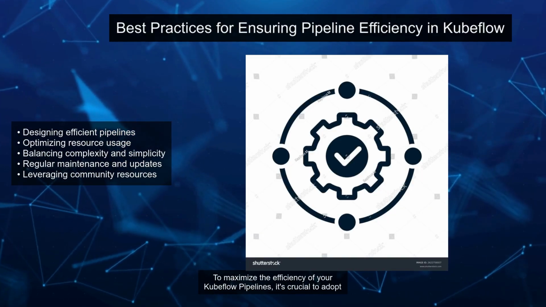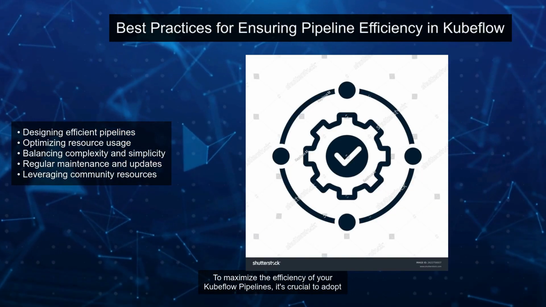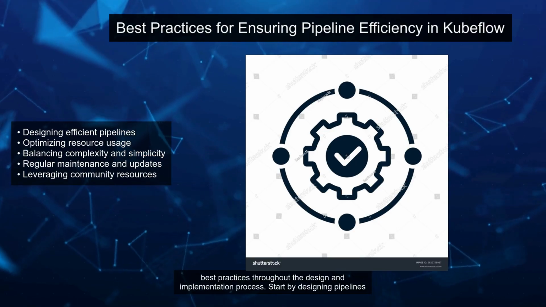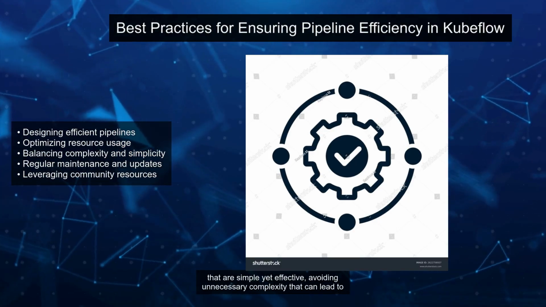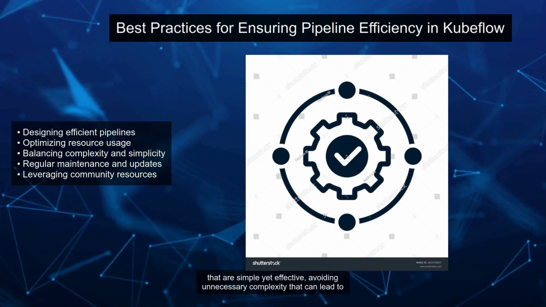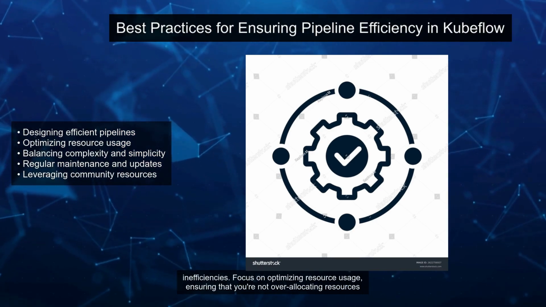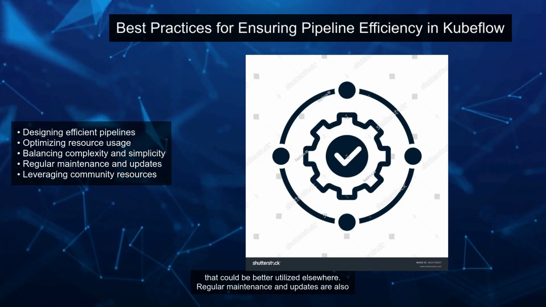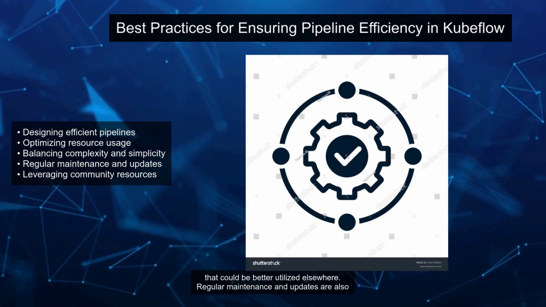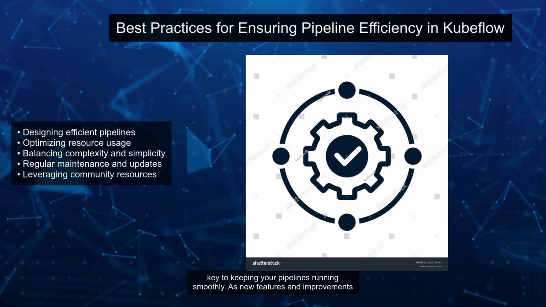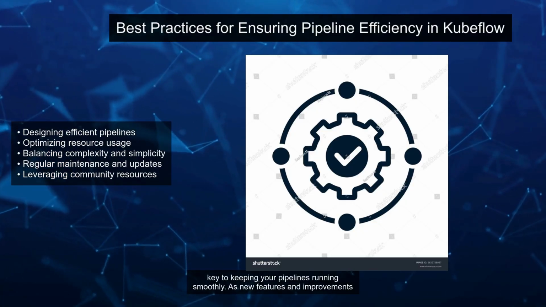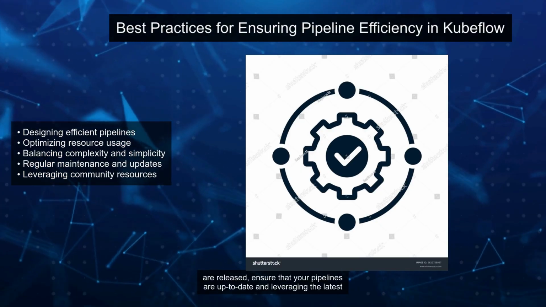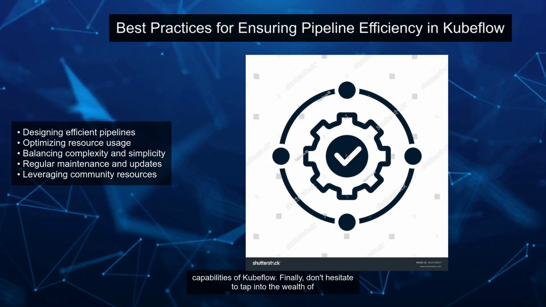To maximize the efficiency of your Kubeflow pipelines, it's crucial to adopt best practices throughout the design and implementation process. Start by designing pipelines that are simple yet effective, avoiding unnecessary complexity that can lead to inefficiencies. Focus on optimizing resource usage, ensuring that you're not over-allocating resources that could be better utilized elsewhere. Regular maintenance and updates are also key to keeping your pipelines running smoothly. As new features and improvements are released, ensure that your pipelines are up to date and leveraging the latest capabilities of Kubeflow.